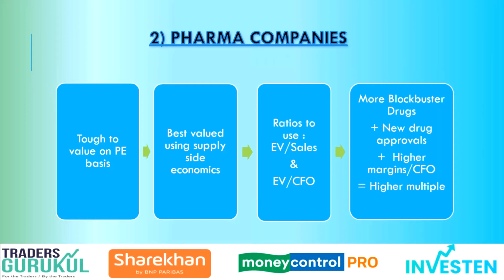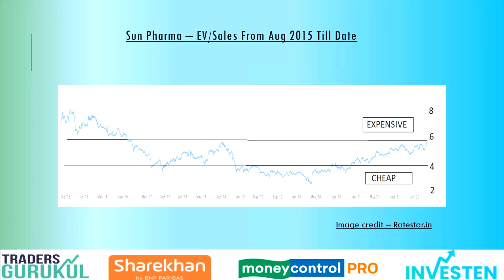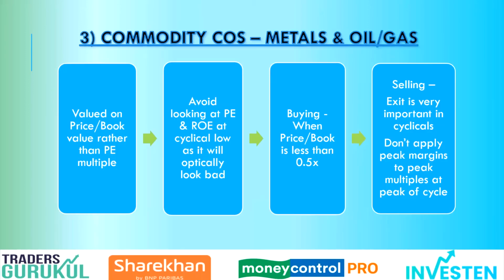I will illustrate this in the next slide. In this way, if you look at the graph, one can decide when to buy and when to sell, when the stock is expensive and when the stock is cheap. So an investor can take better and informed decisions in this way. In the next slide, we will study commodity companies.